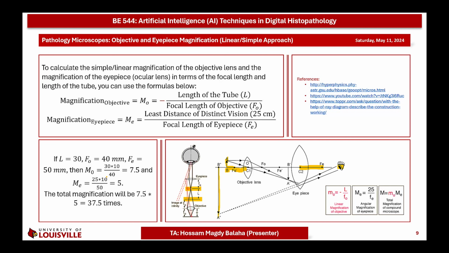Now we have the magnification of the objective and the magnification of the eyepiece. So the total magnification, as we saw in the previous slide, is a multiplication between them. 7.5 multiplied by 5 will be 37.5 times. And this is the linear or simple approach.